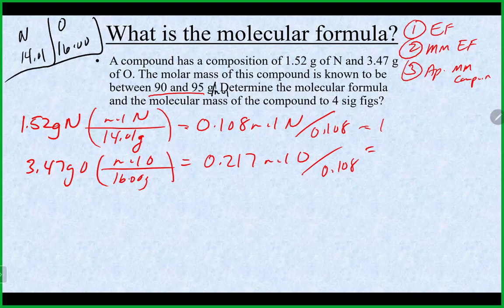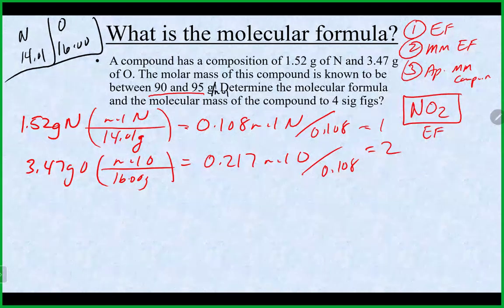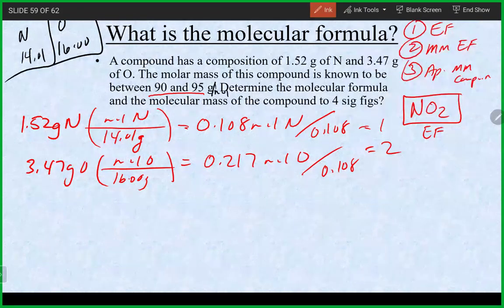Essentially gives us a 2 there. And we did hit whole numbers in this case, which means our empirical formula is NO2. Any questions on that so far? The reason we have to do that is now that we have the empirical formula, we can get the molar mass of the empirical formula, which is the other thing that we need here to calculate our molecular formula.